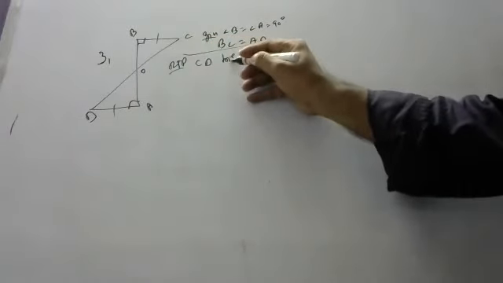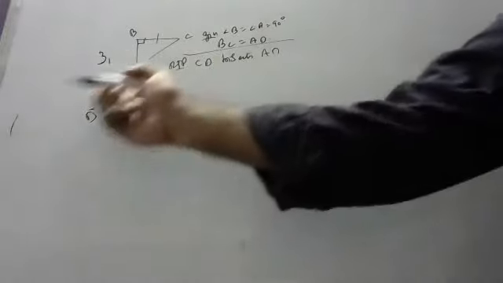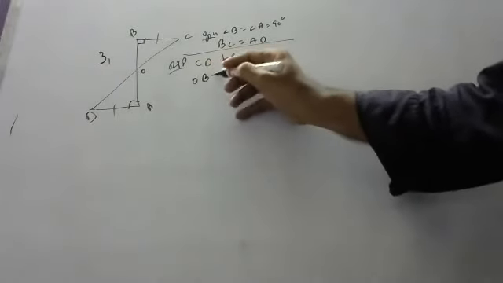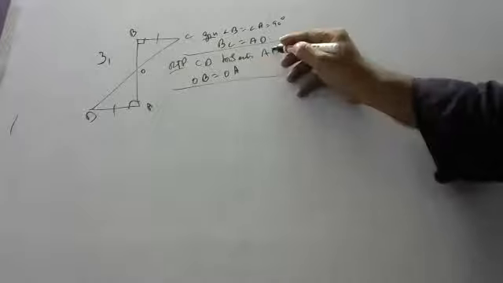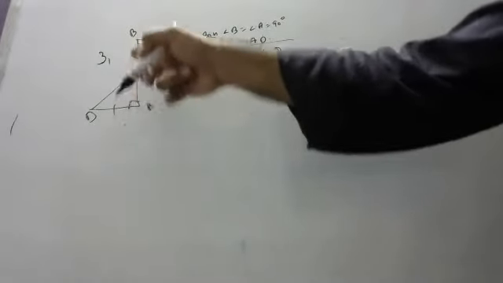CD bisects AB. Children, CD bisects AB means, can anyone say what is the meaning? AB and OA are equal. So we have to prove that OB is equal to OA. Very good. CD bisects AB means he is asking to prove OB is equal to OA. Simple, children. Very easy. Okay, proof.